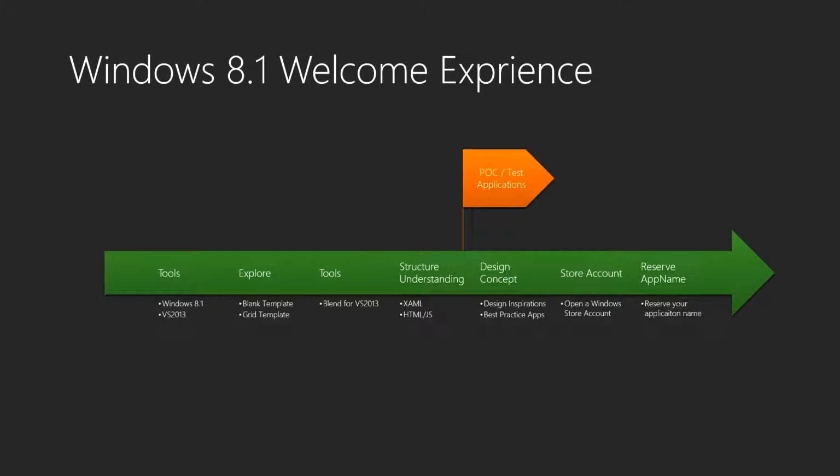Now, from the DreamSpark accounts I provided to you, you should have gotten by now a store account which will grant you the opportunity to push your apps on the store and also start your Windows 8.1 development. When you do that, you can reserve an application name so that another person doesn't steal the name you've been working on for so long.